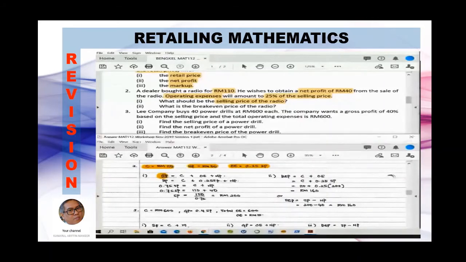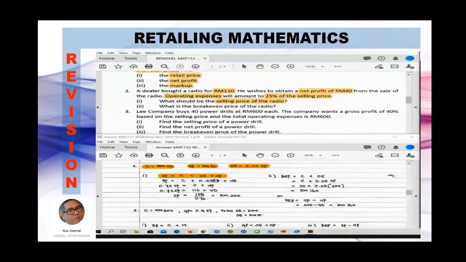Again, the extended general formula will be C plus OE plus NP. Di mana C adalah cost, OE adalah operating expenses dan NP adalah dia punya net profit. So in this case, OE diberi dalam bentuk percentage of SP, manakala NP diberi dalam bentuk amount. So that means kita boleh gantikan terus lah. So substituting the correct value over here, OE ni kita gantikan dengan 0.25 SP.